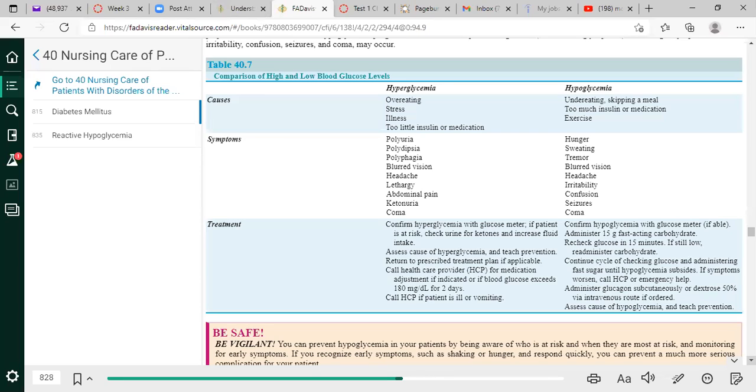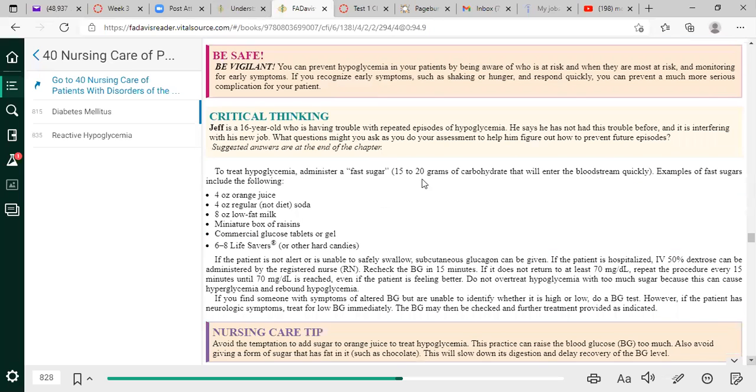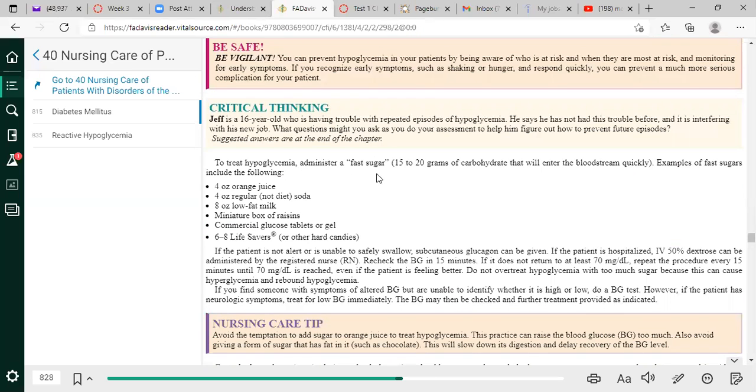And for your patients who are unconscious or who are NPO, you may have to give them a glucagon shot, an intramuscular shot of sugar to actually raise their blood sugar. It'll tell you right here to treat hypoglycemia, administer a fast sugar, 15 to 20 grams of carbohydrates that will enter the bloodstream quickly. Examples of fast sugar include orange juice, diet soda, 8-ounce milk, raisins, glucose tablets or gel, lifesavers.